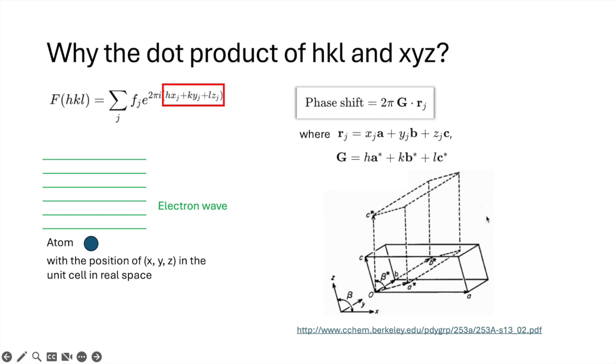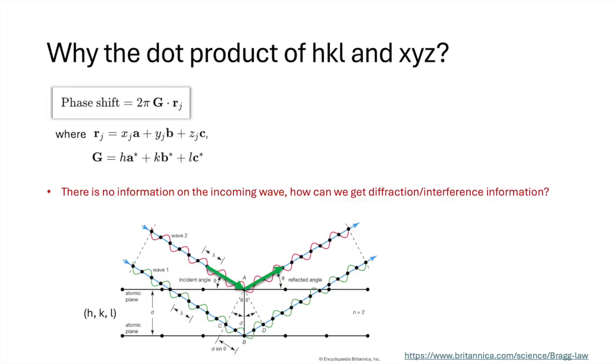You may have noticed for both r and g, x, y, and z, as well as h, k, and l, all these are intrinsic properties of this crystal. There's no information about the incoming electron wave. Then without the information of the incoming wave, how can we get diffraction or interference information? What you are going to see next is something ingenious about the structure factor equation. I will throw out the answer first, then walk you through the process.